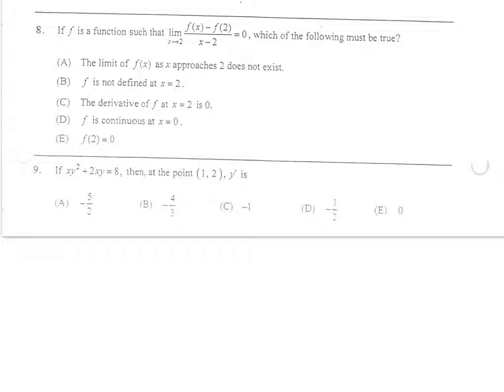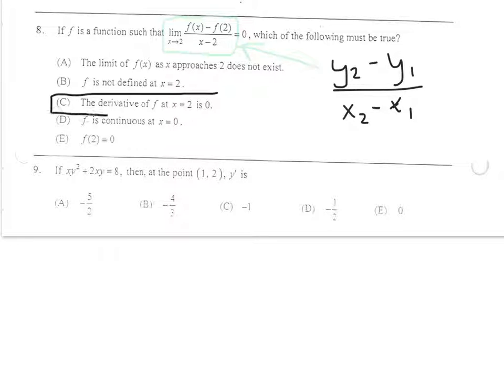If f is a function such that the limit is this, okay, so you have this limit equal to 0. The idea is this function here is really a slope function. Sorry about that. Let me erase that. It's y2 minus y1 over x2 minus x1. That's just a slope function. So you're talking about slope as you get closer to a particular x value equal to 0. That's the definition of the first derivative. Okay, and so your answer there is C.